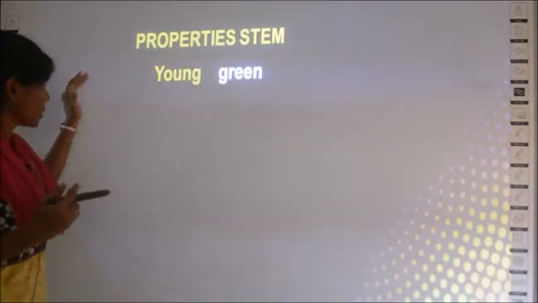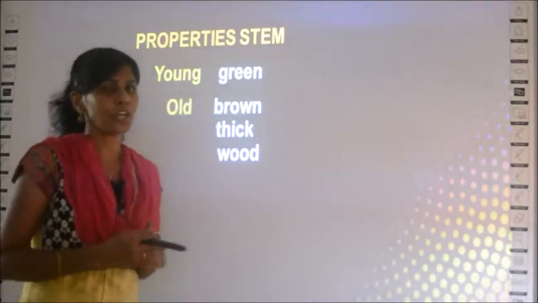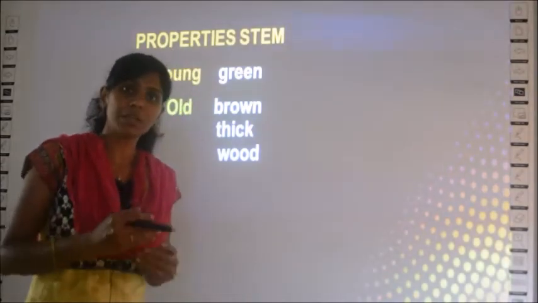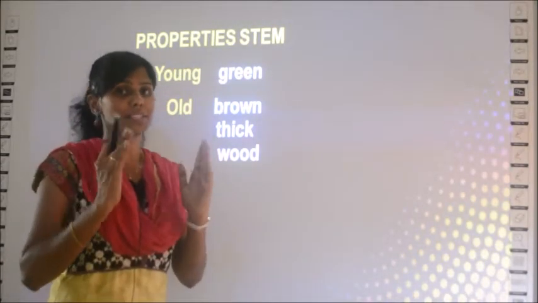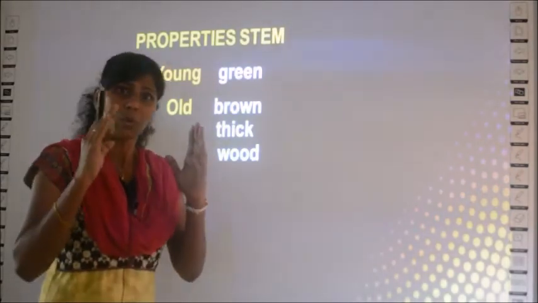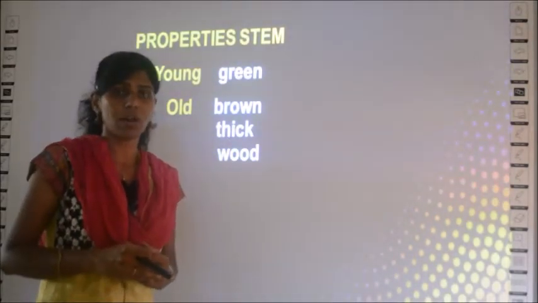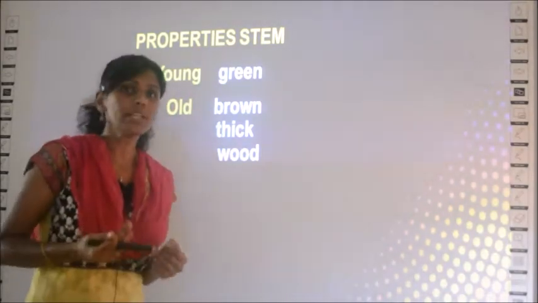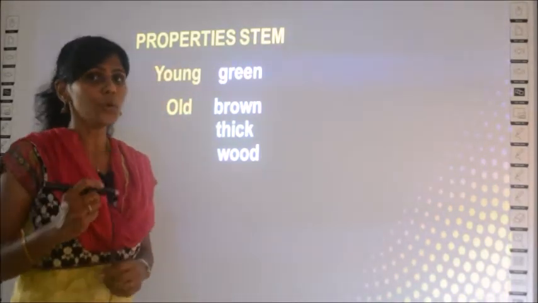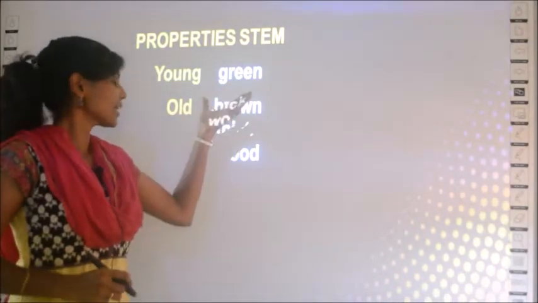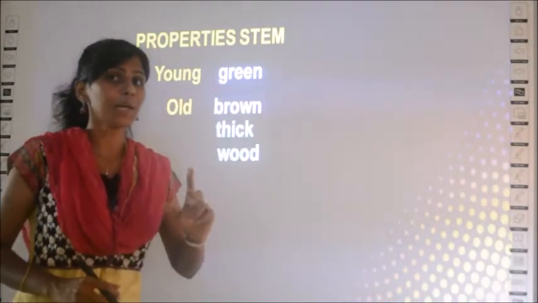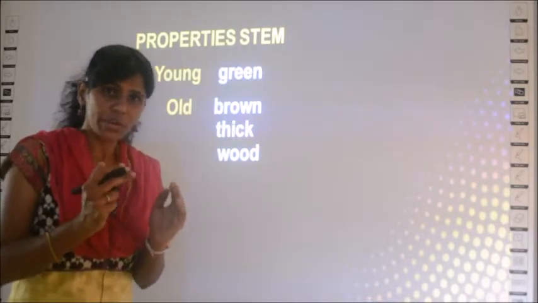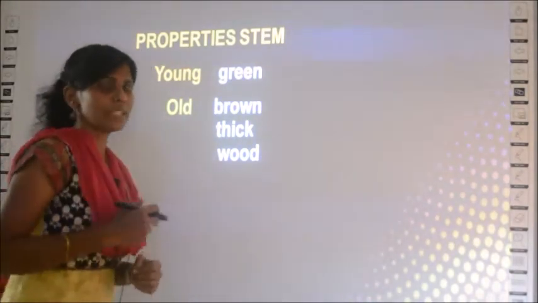What other properties do you know? In an old stem, what about the old stem? You know already, in big plants which are living for many years, you have woody nature, right? You see wood in the big trees. So what is its color? They are usually very thick and they are brown in color, and also you can see wood in them, right? So young stem is green in color, whereas old stem is thick, woody, as well as brown in color.